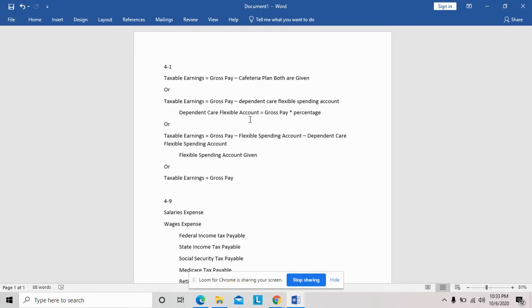Also, taxable earnings could be the gross pay minus the flexible spending account minus the dependent care flexible spending account. So, the flexible spending account would be a given amount, and then you'd calculate the dependent care flexible spending account the same way you would here, where you multiply gross pay by the given percentage. And also, there could be a case where the taxable earnings would equal the gross pay.